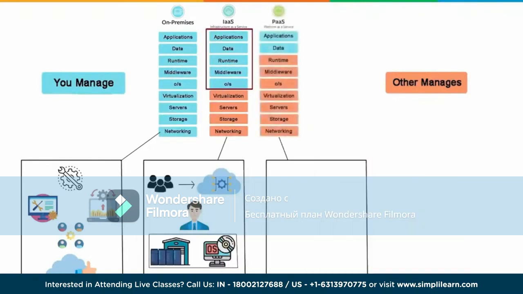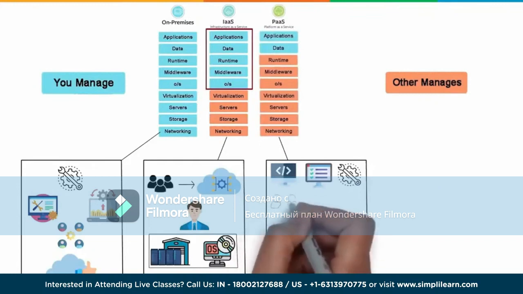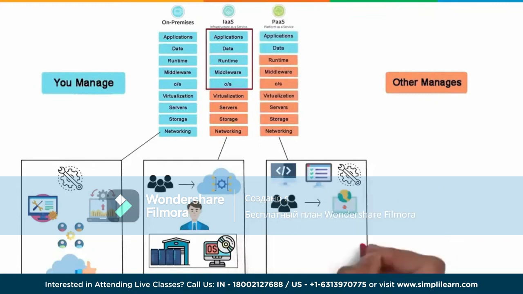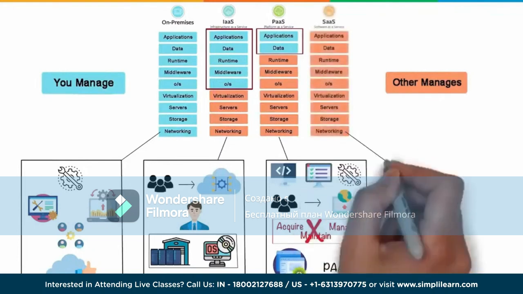Next, we have PaaS. PaaS, or Platform as a Service, provides cloud platforms and runtime environments for developing, testing, and managing applications. This service model enables users to deploy applications without the need to acquire, manage, and maintain the related architecture. If your organization is in need of a platform for creating software applications, PaaS is the model for you. PaaS only requires you to handle the applications and the data. The rest of the components like runtime, middleware, operating systems, servers, storage, and others are handled by the cloud service providers.